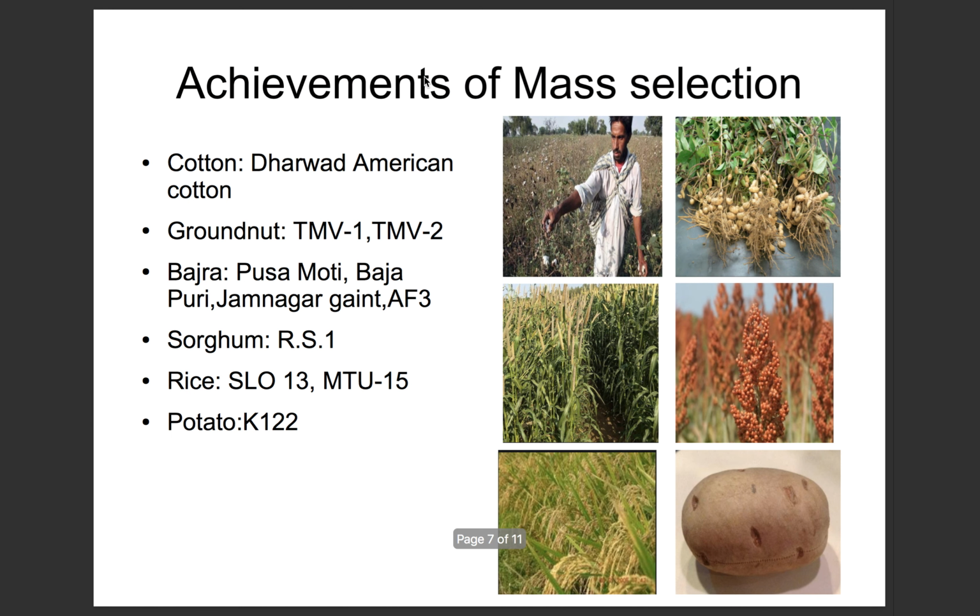And if you see the achievements of mass selection, it must have been used by prehistoric man to develop the present day cultivated forms from the wild parents. It was also used extensively before the pureline selection came into existence. And a few of the achievements are Dharwad American cotton variety and TMV1, TMV2 groundnut varieties, Pusa Moti, Bajapuri, Jamnagar Jaint, AF3 varieties of Bajra, RS1 of sorghum, SLO13, MTO15 of rice, K122 of potato, which are all varieties developed by mass selection.